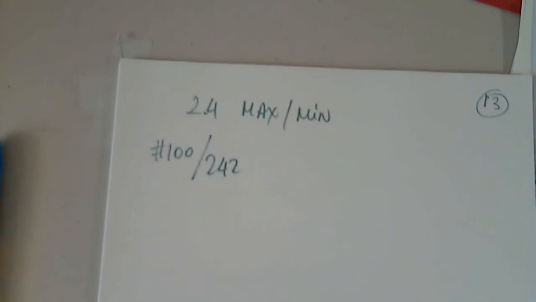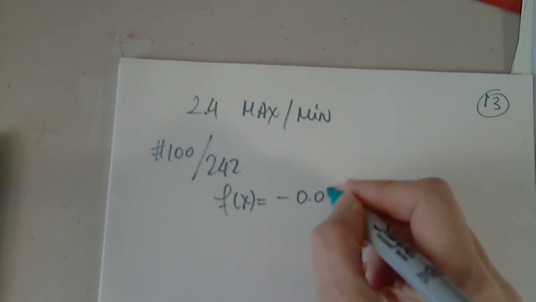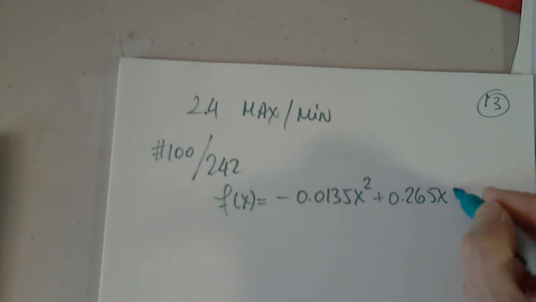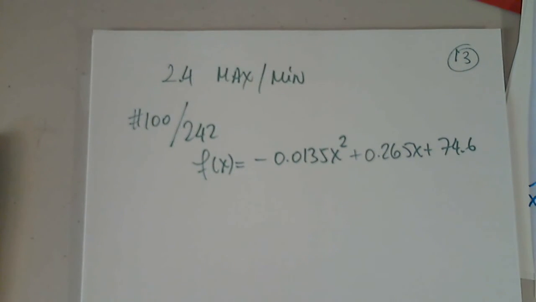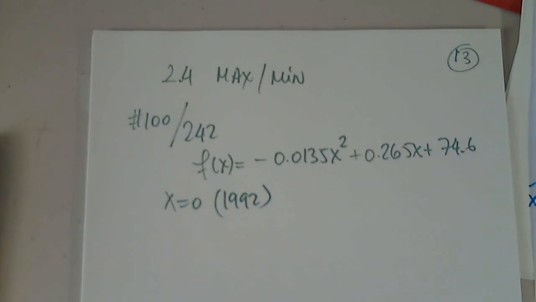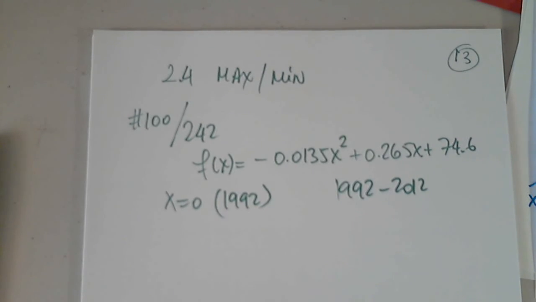The percentage of women aged 21 through 54 in the US civilian labor force can be modeled by the function negative 0.0135 x squared plus 0.265 x plus 74.6. I don't like quadratic functions in calculus because you can use the vertex to determine max min, where x is the number of years since 1992. So x equals 0 represents 1992. According to this model, in what year during the period 1992 to 2012 was this percentage a maximum?